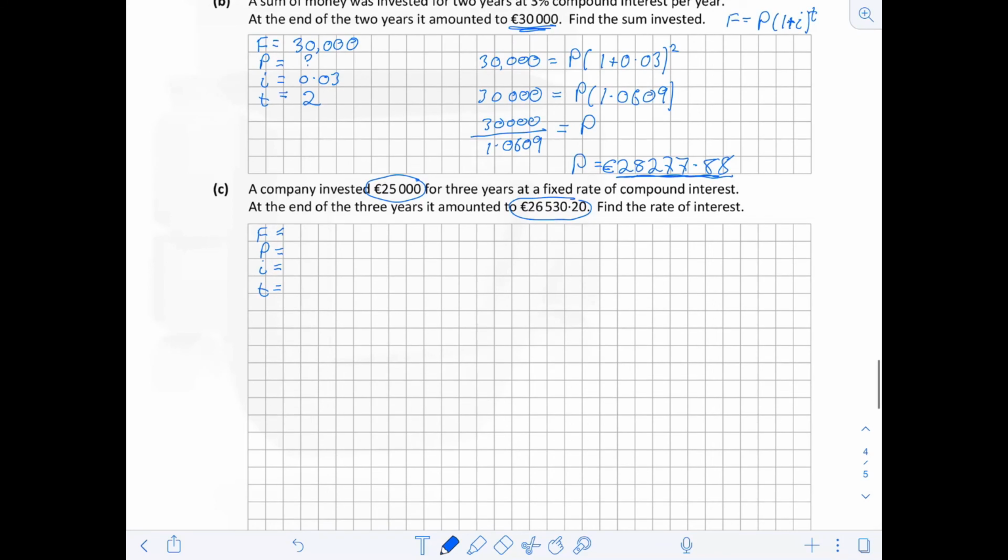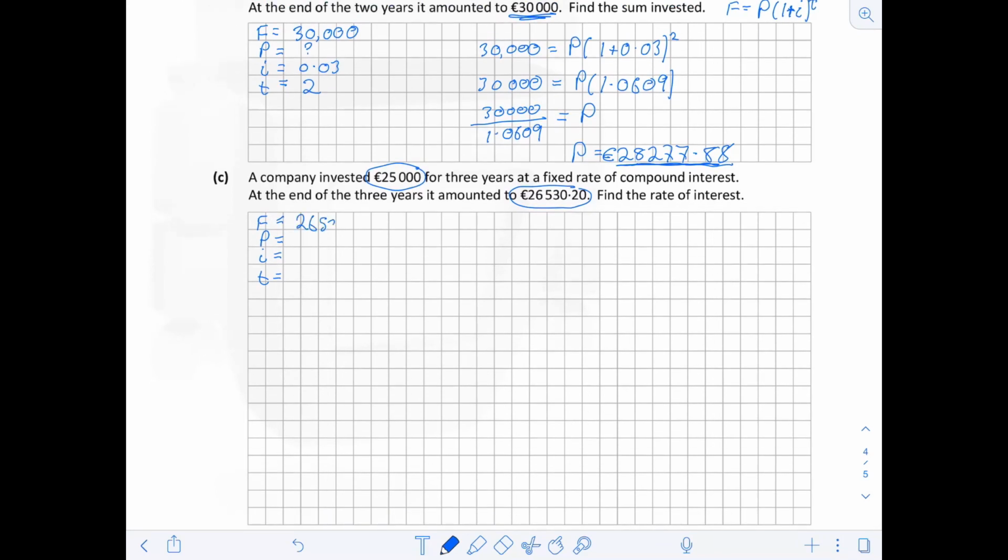F is what it turns into, so that's 26530. P is what it starts out at, 25000. I is going to be question mark, and T is going to be 3. So let's set it up into a formula. F is equal to P by 1 plus I all to the power of T. So 26530 is equal to 25000 by 1 plus I all to the power of 3.